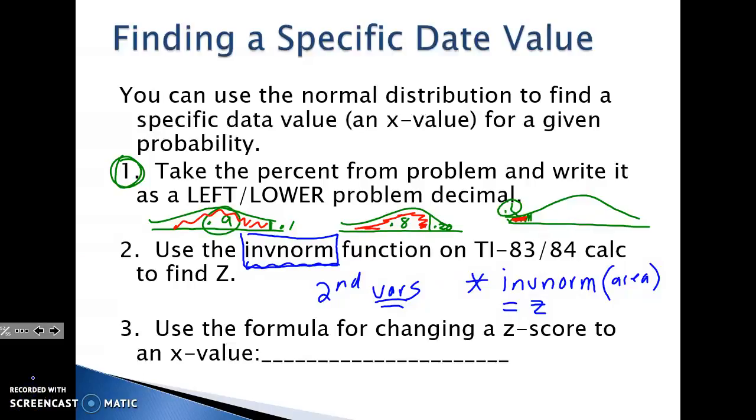Okay, so once we find the z, which we're using inverse norm to do, we're going to then use this formula. Step 3 says use the formula for changing a z-score to an x value. And our formula is x equals z times sigma plus mu. So that's z times the standard deviation plus the mean. So again, we're going to walk through this process again. I'm going to write the percent given in the problem as a left percent. Step 2, I'm going to use inverse norm to find z. And step 3, I'm going to use the formula which helps me evaluate x.